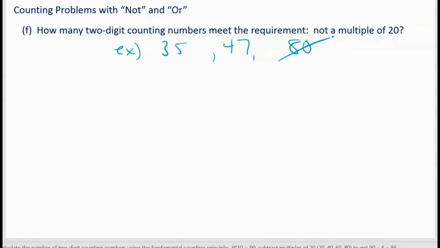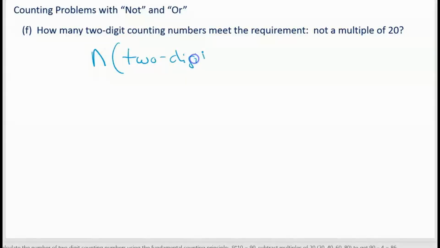Now, it would be easier to count the multiples of 20 and subtract that from the number of 2-digit counting numbers. So that's what we're going to do. So we're going to figure out, first of all, the number of 2-digit counting numbers. I'm just going to put 2-digit numbers minus the number of multiples of 20. So much easier than trying to count everything that's not a multiple of 20.